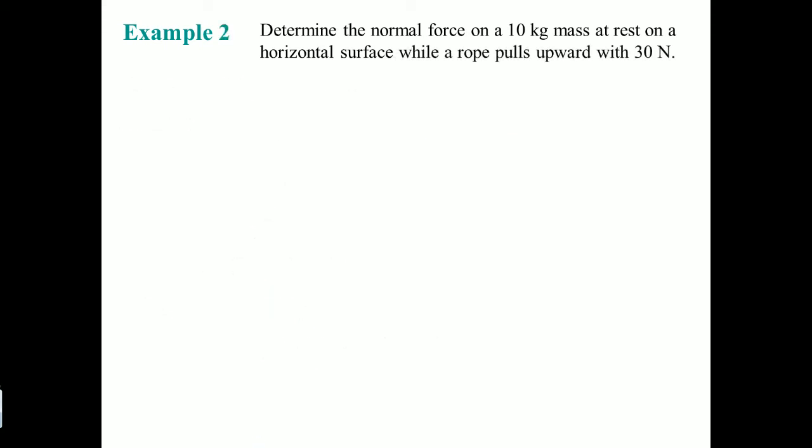Example 2. Determine the normal force on a 10 kilogram mass at rest on a horizontal surface while a rope pulls it upwards at 30 newtons. Like the last problem, this object is stationary because it says at rest, so the summation of the forces in the y direction equals 0. The diagram here shows the normal force pulling it up and the tension force also pulling it up. The only force that is pulling it down is the force of gravity.